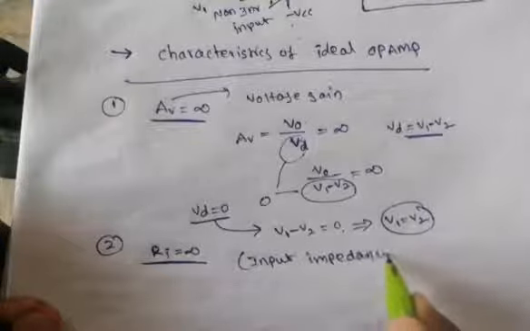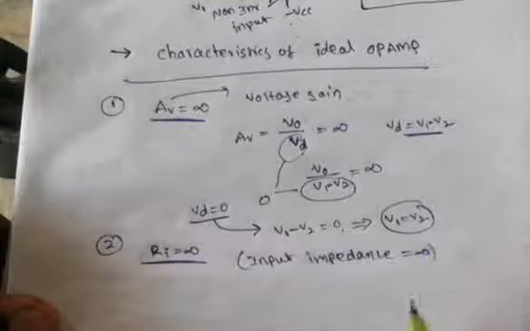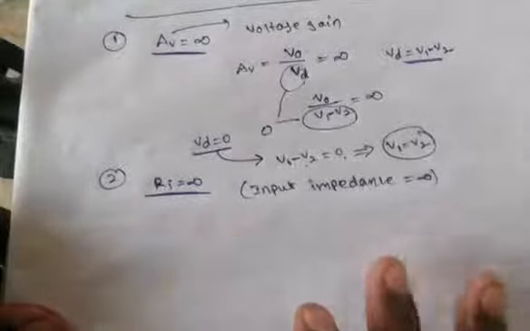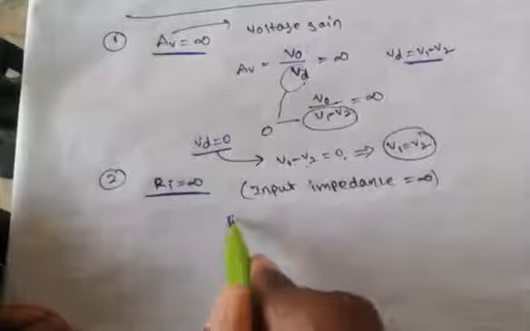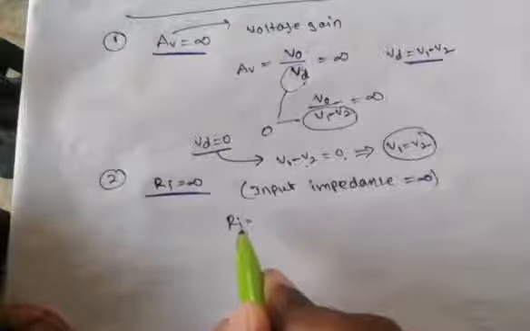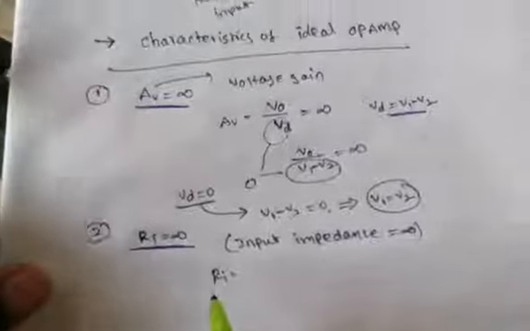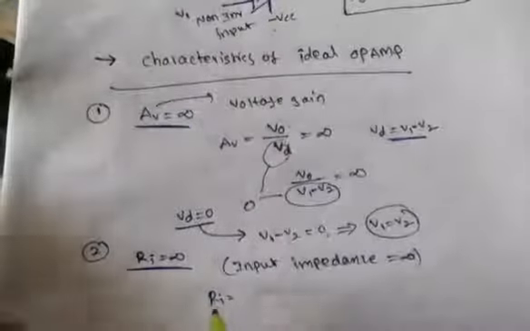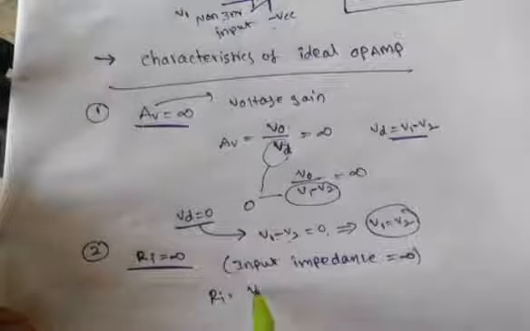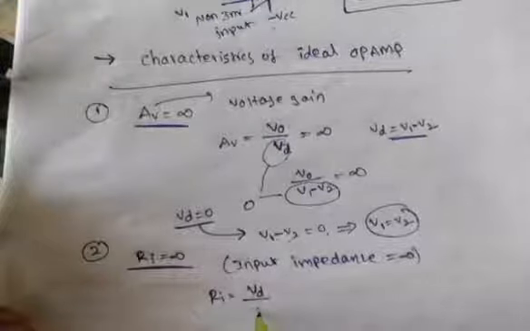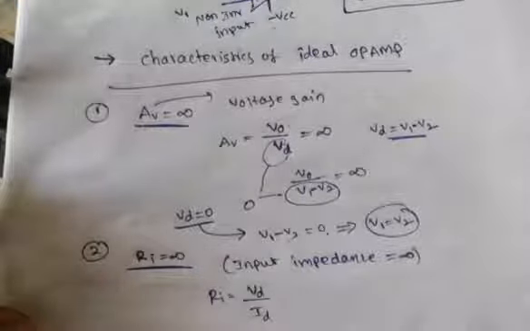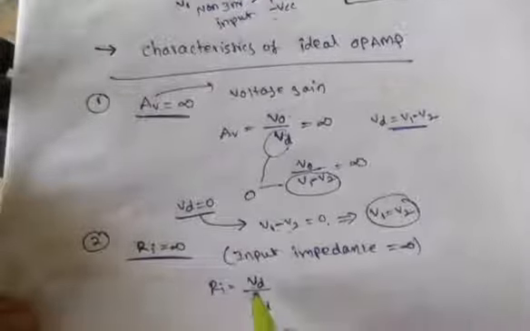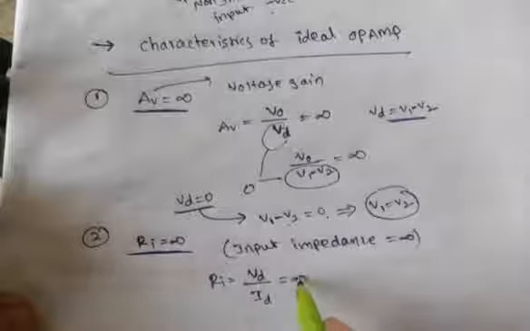Input impedance should be infinity. What is the meaning of input impedance? Input impedance Ri is nothing but input side resistance. What is Ohm's law? R is equal to V by I. So Ri is equal to Vd by Id, where Vd is the difference between the two input signals. So Vd by Id is infinity.